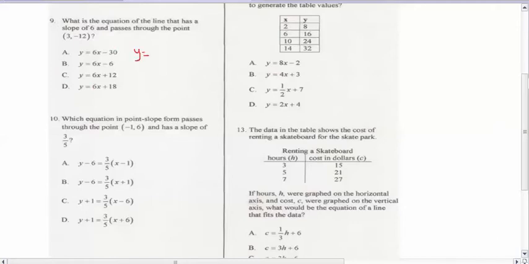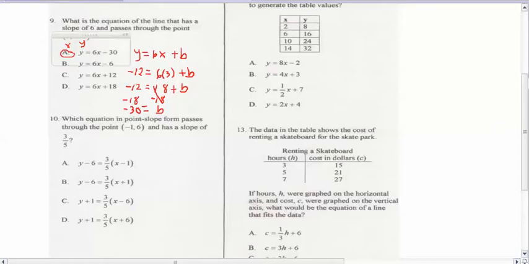I'm going to go ahead and set up my equation with a slope of 6. I don't know what my b is, but I do know what my x and y are. So I'm going to take my x and y and plug them in. My y is negative 12. My x is 3. I don't know what my b is. I have negative 12 is equal to 18 plus b. Subtract 18 from both sides. And when I add negative 12 and negative 18 together, I get negative 30. So I'm looking for the one that has a negative 30, and it's letter A.